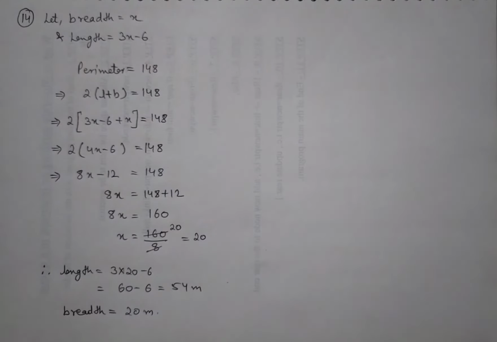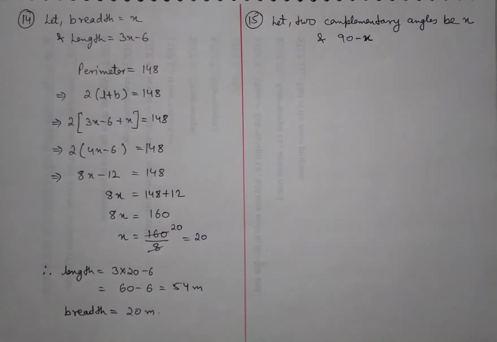Now let's see question number 15. The two complementary angles differ by 20 degrees. Find the measure of each angle. As we all know, the sum of complementary angles is 90 degrees. Therefore, we have taken the angles as x and 90 minus x. Now, it has been given the difference of the two angles is 20 degrees. So, we can write this as x minus (90 minus x) equals 20.